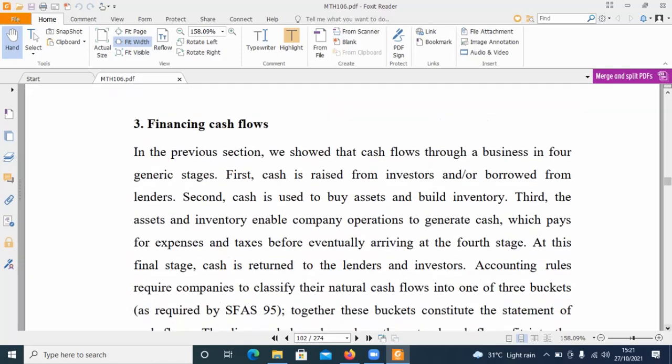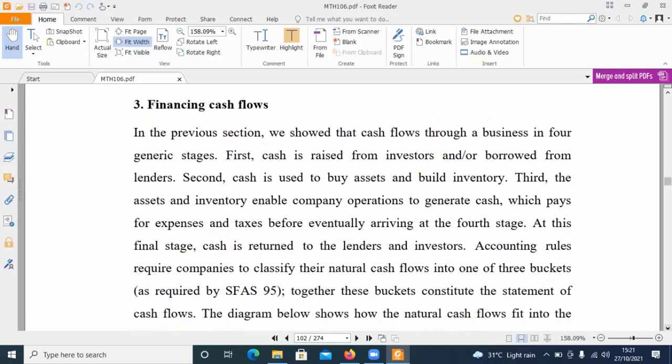Then we also talk about the financial cash flow. In the previous session, we showed that cash flows through a business in four generic stages. First, cash is raised from investors or from borrowing through lenders. Second, cash is used to buy assets and build inventory. Third, the assets and inventory enable company operations to generate cash, which pays for expenses, fees and tax before eventually arriving at the first stage. And at this final stage, cash is returned to the lenders and investors.